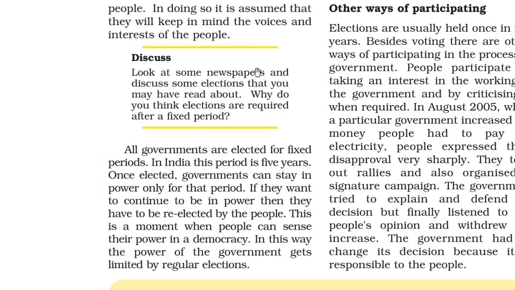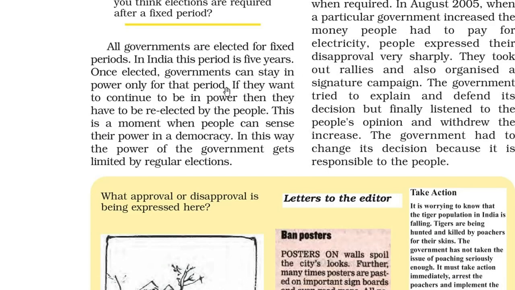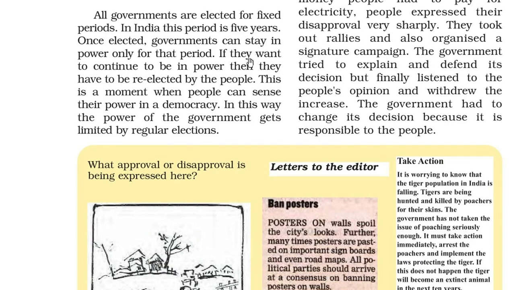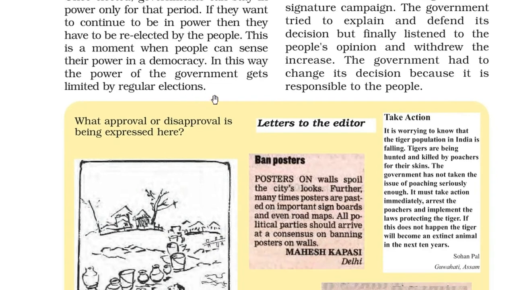In doing so, we presume that they will keep in mind the voices and interests of the people, because ultimately they are elected by those people. Now, all governments are elected for fixed periods. In India, this period is 5 years. So once elected, a government can stay in power only for that period. If they want to continue to be in power, then they have to be re-elected by the people. So this is a moment when people can sense their power in democracy.